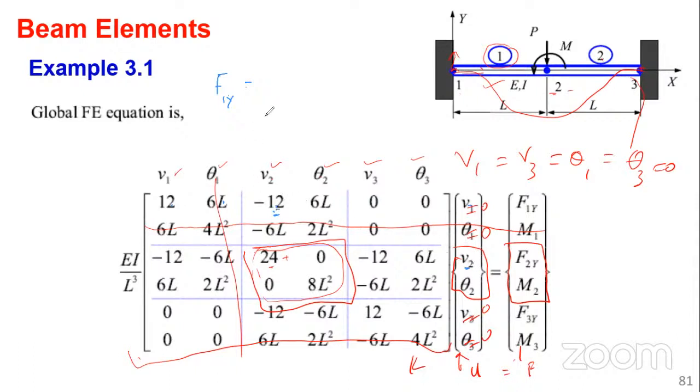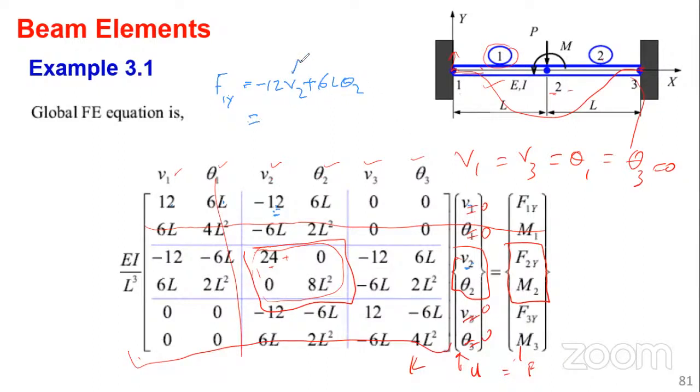matrices, open up. So this will be minus 12 V2, then plus 6L times theta 2. So plus 6L theta 2. Then the rest will be zeros. If you multiply 0 times V3 is 0. So if you do that, you're going to get what is F1y.